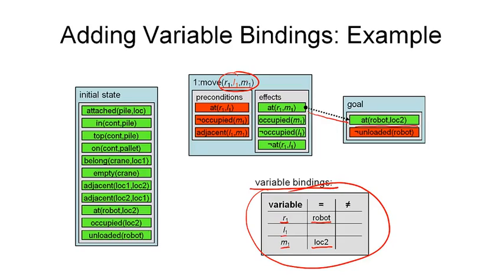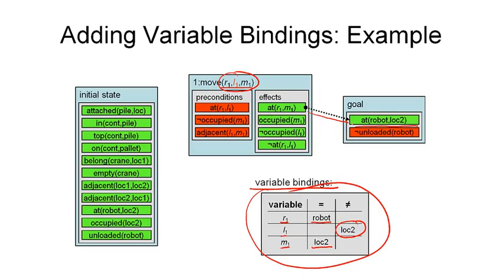Now, one thing that can happen is that the other effect of this operator interferes with the goal. So we had the effect not at R1, L1, which can of course also unify with the goal we're looking at. This would be a problem because one of the effects is positive and the other is negative. So what we can do is introduce a new variable binding constraint that says the value of L1 cannot be location 2. In that case, the unification can never happen and we're done.